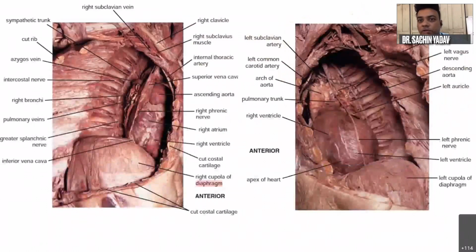So you can see this dissected part of the thorax from the right and the left side. Lungs are removed. On the left side of the image there is the right hemidiaphragm, and toward the right side of the diagram there is the left hemidiaphragm. You can see the mediastinal structures here. By the side of the heart, you can see the right and left phrenic nerves on the diaphragm. Along with the phrenic nerve there are the pericardiophrenic vessels.